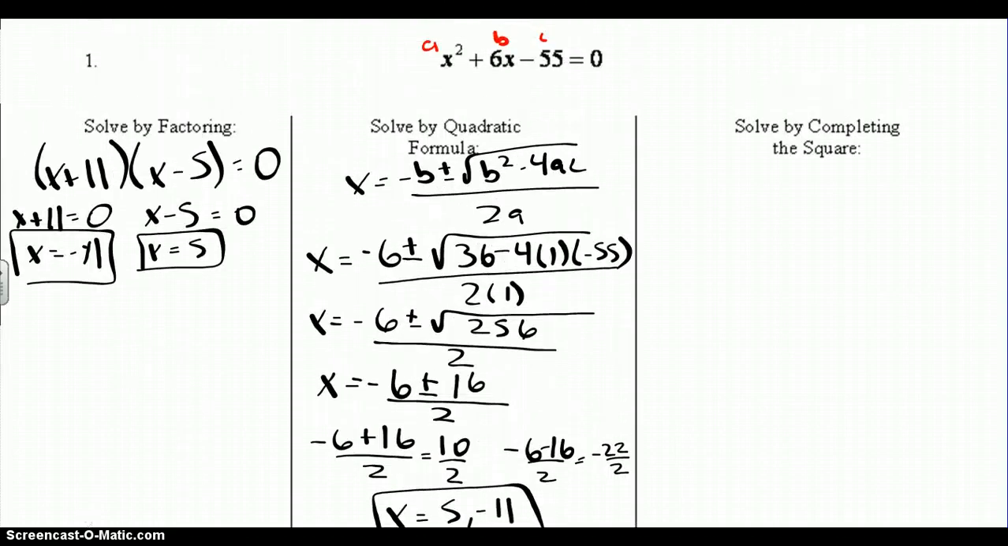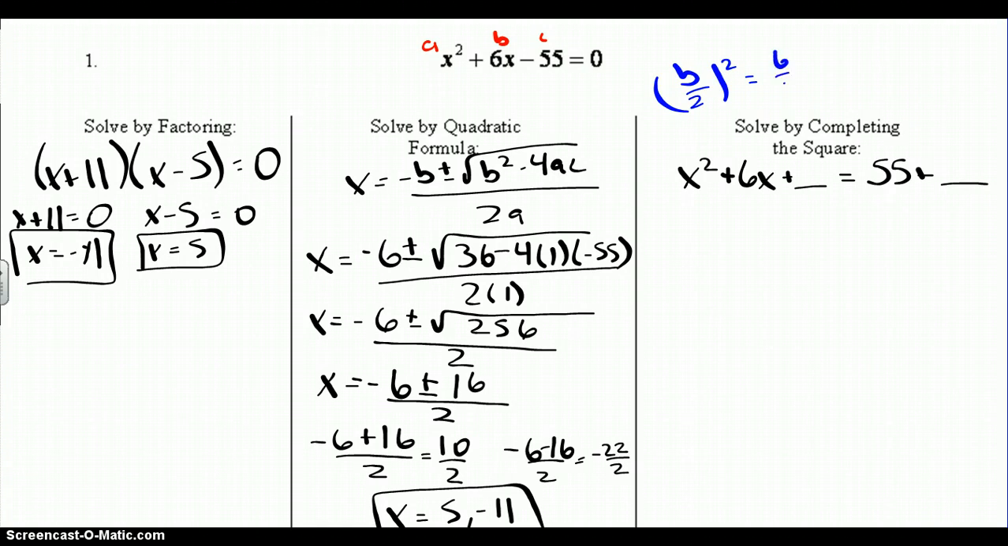Now let's solve by completing the square. The first step, we've got to get the x squared and the x alone. So I'm going to add 55. Now we've got to have our blanks on both sides, so we can see what we need to add. Do a little side work: b over 2 squared. My b is 6, so 6 over 2 squared. 3 squared is 9. So that's what I'm going to add to both sides.